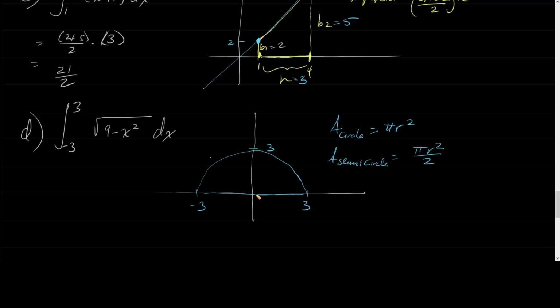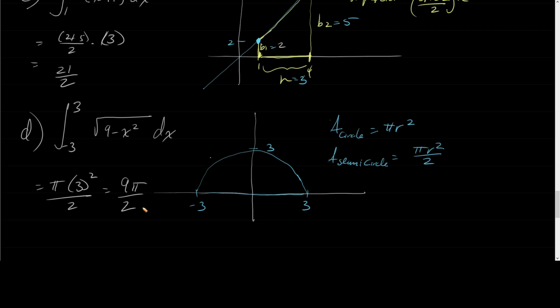And we've got the radius. Good. So what we can say here is that this is going to be pi times the radius, which is 3 squared over 2, giving us here 9 pi over 2. All right? Cool.